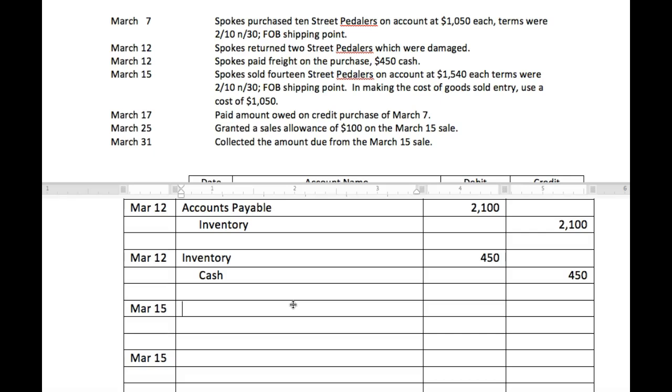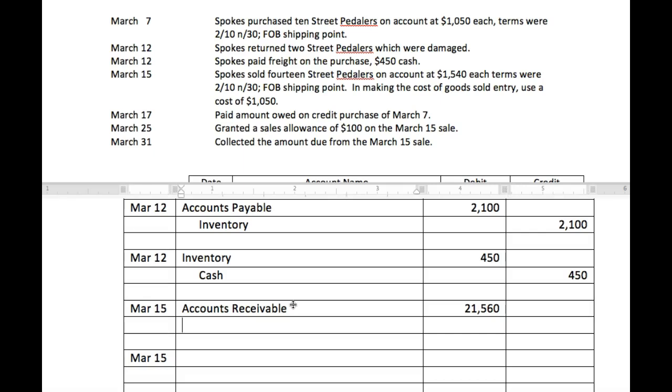To record the sale, the first thing we have to decide is, did we sell it for cash or on account? It tells us on account. So we're going to take the $1,540 per bike and multiply it by the 14 bikes that we sold. Our customers owe us money, so we're going to put that into accounts receivable, and that would be $21,560. Make sure you're doing these calculations with me so you understand them. That was 14 Street Peddlers we sold for $1,540 each.